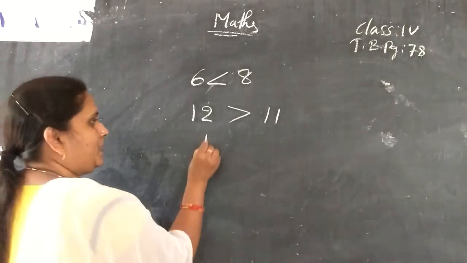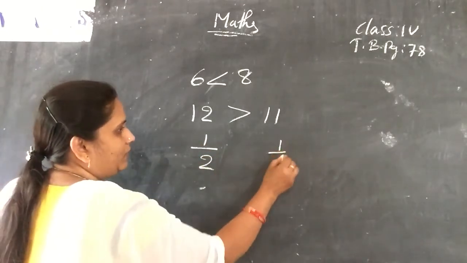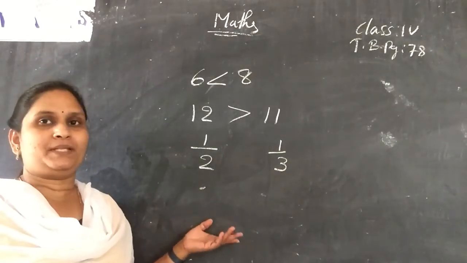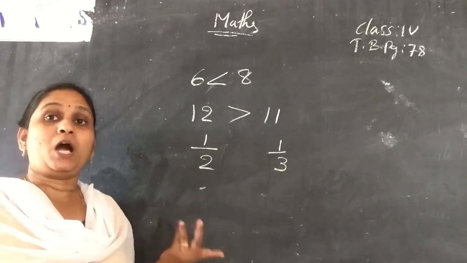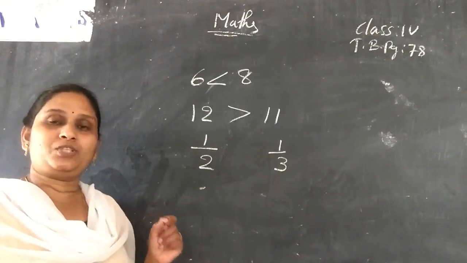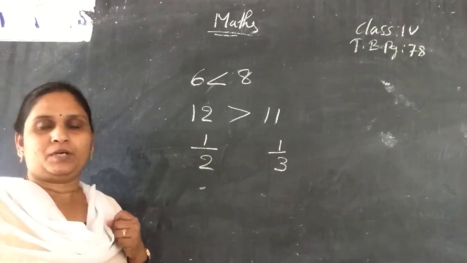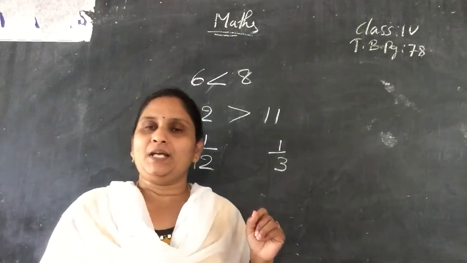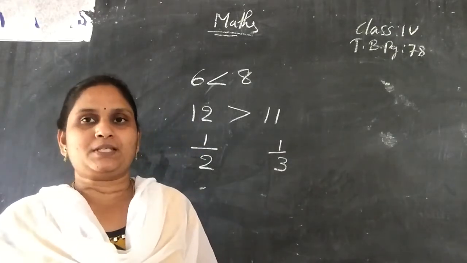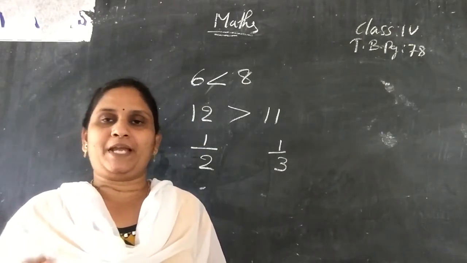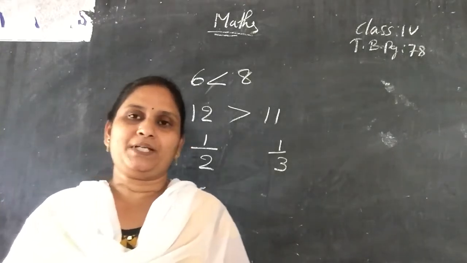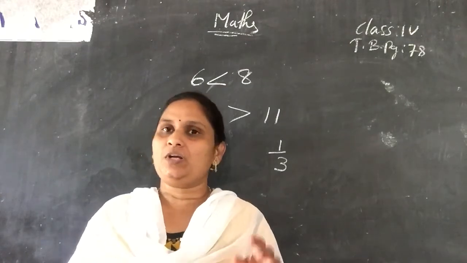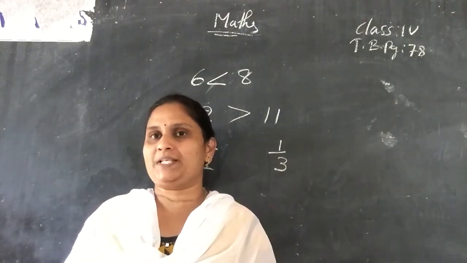But if it is 1 by 2 and 1 by 3, in the fraction form, how to compare? Which number do we have to check, the numerator or the denominator? Okay, that is today's concept. Based on that, in textbook page number 78, the comparisons, children, are comparison of like and unlike fractions, comparison of proper and improper fractions, and comparison of mixed fractions. So altogether, different types of fractions comparison is there.